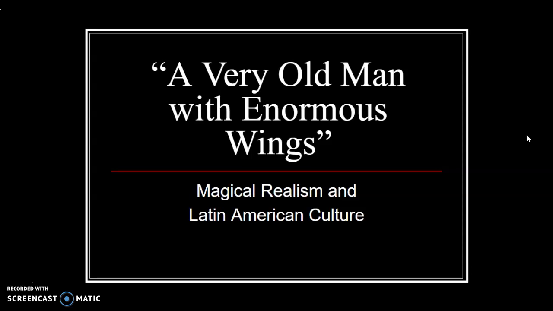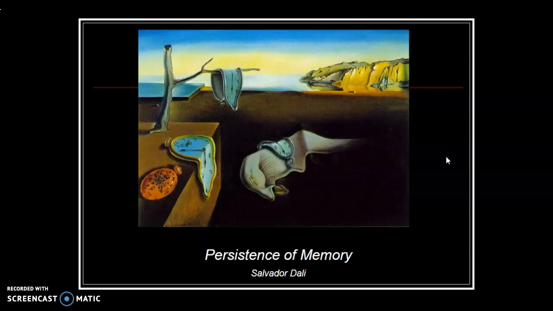So, in order to begin, if we're going to talk about magic realism, maybe we won't talk about this in terms of writing, but instead, let's take a look at it in terms of, if you will, a work of art. This is a piece that many of you have probably seen before. This is The Persistence of Memory by Salvador Dali, as it says there at the bottom.